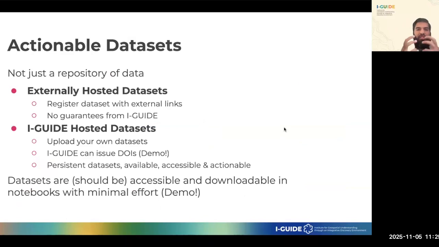So again, focusing on the actionable aspect of the knowledge elements, specifically for datasets. Like I mentioned earlier, the iGuide platform is not just a repository of data. There are many repositories out there where you can upload your own dataset, but that's where they stop. You upload your dataset and that's made available. But iGuide takes a step further, where, as I mentioned, we have two aspects. If your dataset is externally hosted, you register the dataset with external links.